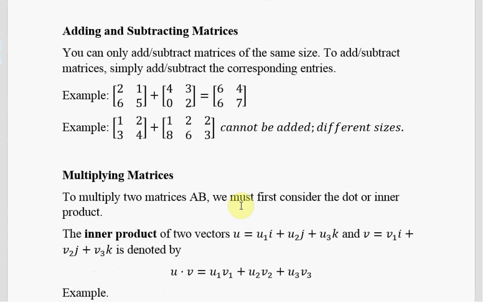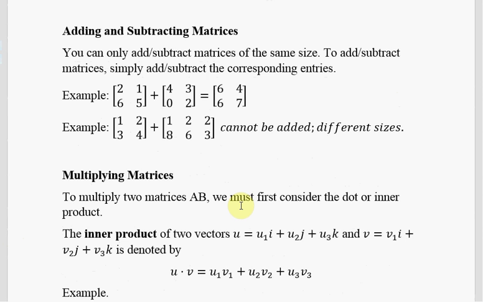Now the crux today is the process of multiplying matrices. That's somewhat of the strong arm that we'll talk about today, and it itself is not that strong, so not too much brain power here. But most important, to multiply two matrices A and B, we first consider the dot or the inner product.